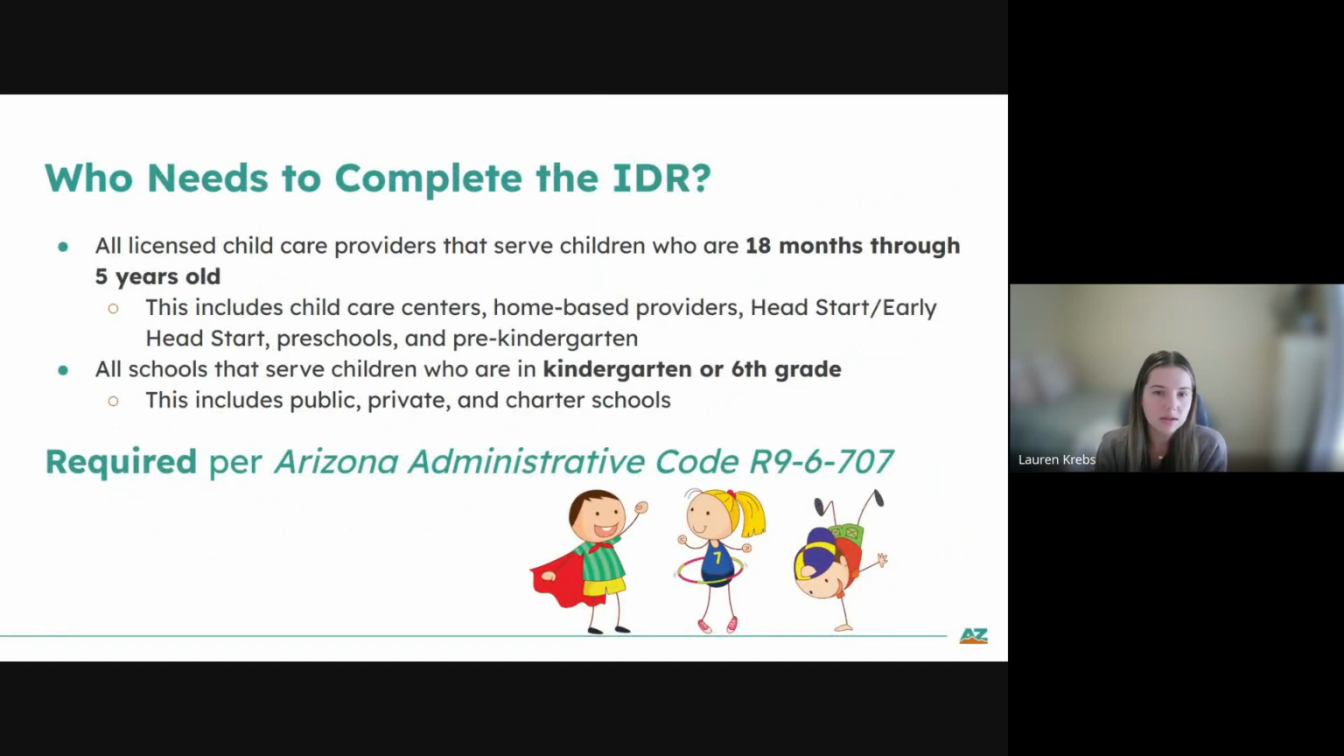So all licensed child care providers with children who are 18 months to 59 months of age, so 5 years old, are going to need to fill this out, and that includes child care centers, home-based providers, Head Start or Early Head Start, preschools, and pre-Ks. And then also all schools with children who are either in kindergarten or sixth grade. Regardless of whether the school is a public school, private school, or charter school, it needs to be filled out.